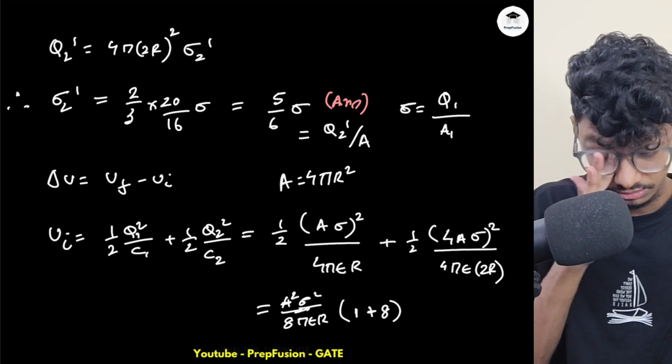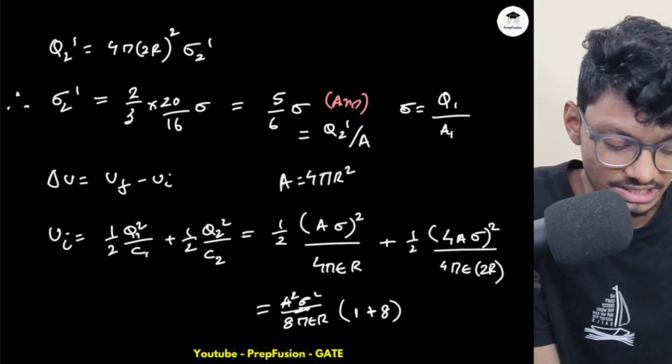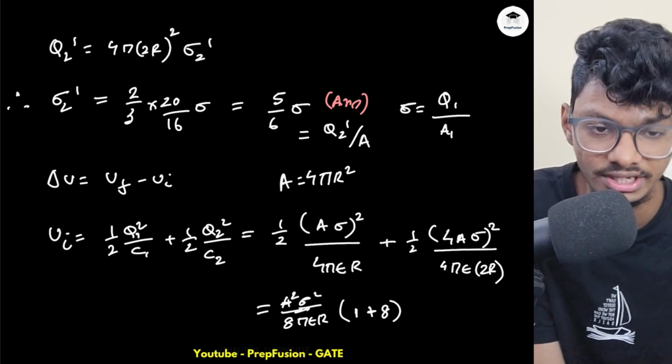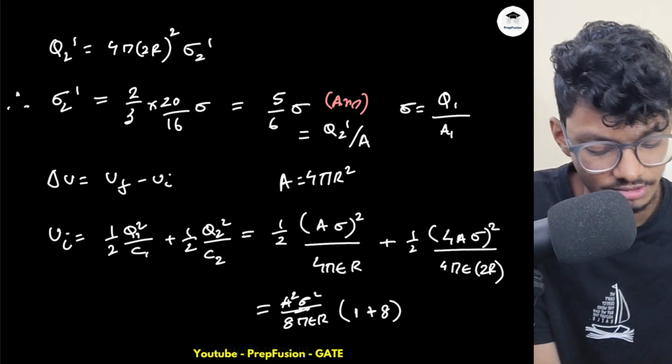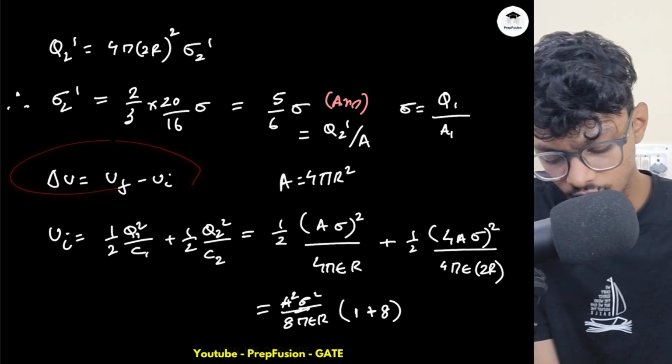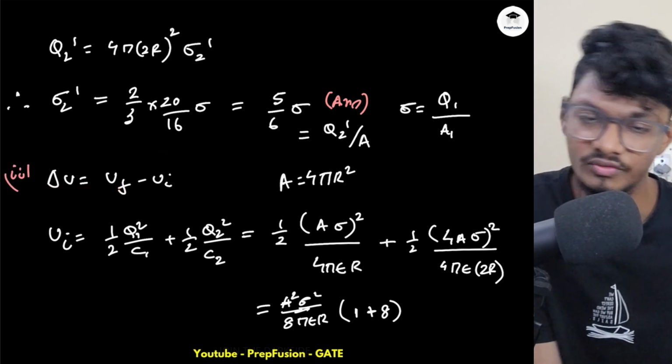What about the charge sigma 1? So sigma 1 equals q1 by a1, that is the initial charge, because the charge density was the same on both the spheres. So sigma will be equal to q1 by a1, and I need to go solve for the second part. What is the second part? Need to find out the change in energy.